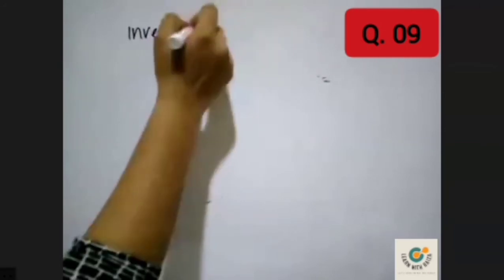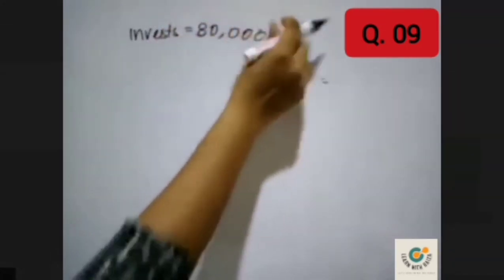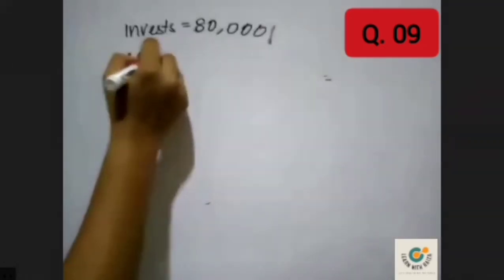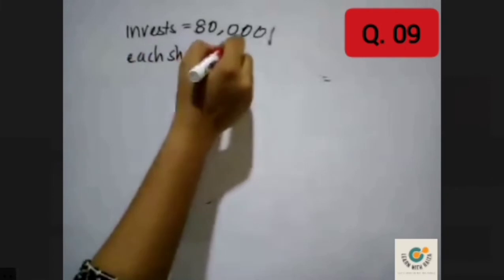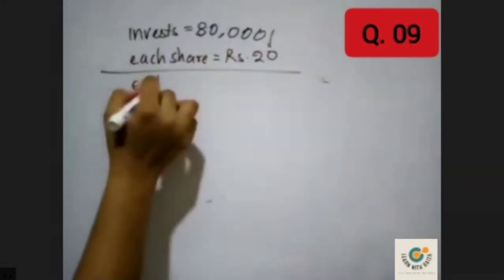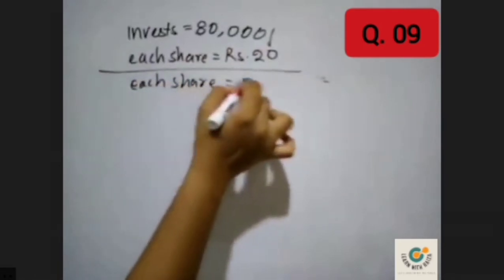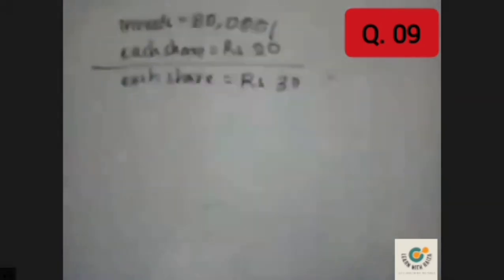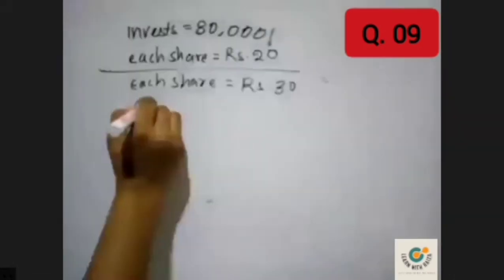In this question, I have taken a share market question, kind of percentages also relevant here. Now I can tell a person is investing 80,000. The person invests 80,000 and he's buying shares. Let's say each share costs 20 rupees. After doing this, he's selling each share for 30 rupees. Then only he can gain a profit. So my question is, what is his capital gain?